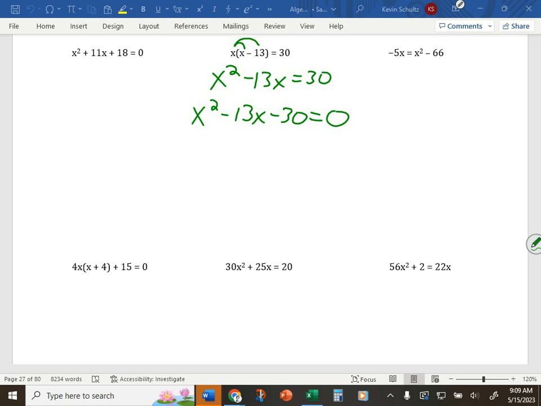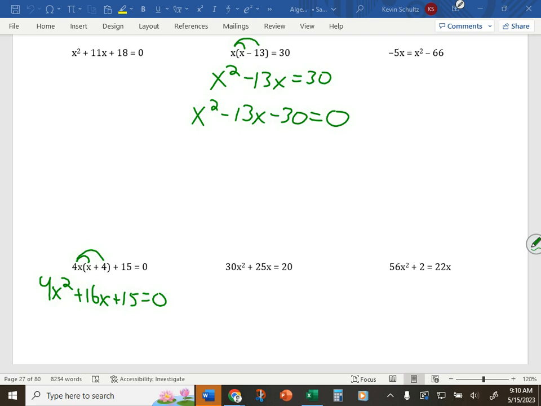It has to equal 0 first because that 0 represents y, and if we're looking for the x-intercept, y has to be 0. This bottom left one here is kind of a similar thing. It's not written as a quadratic equation, so we distribute this 4x into the parentheses. 4x times x is 4x squared, 4x times 4 is 16x, and then we have plus 15 equals 0. Are we ready to factor? Yes, we are.